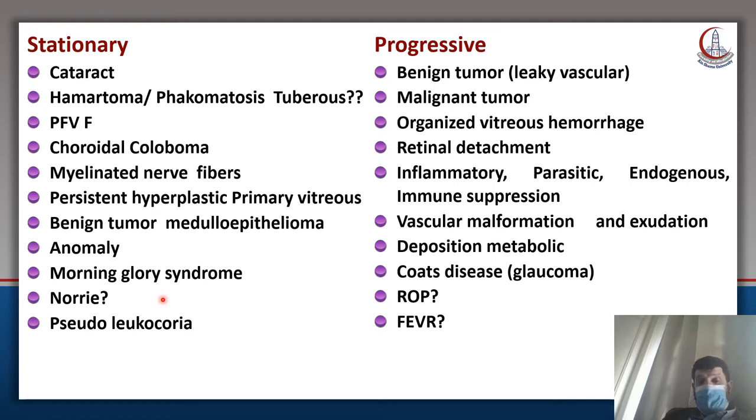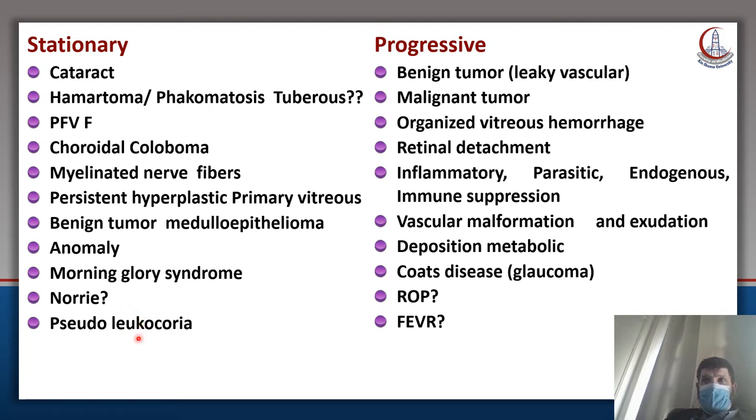Something like Norris disease can become remittent, and then it can be activated, complicate and progress at any age. So maybe it is debatable whether to put it in stationary.